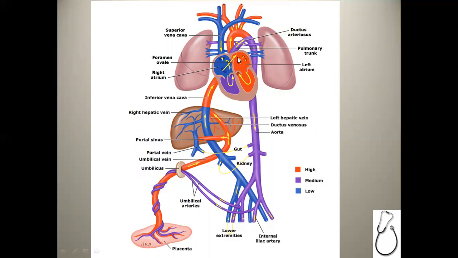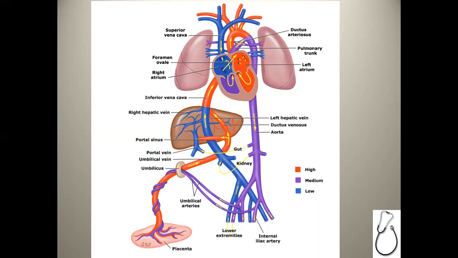From the left atrium, the blood will go through the mitral valve, then it will be ejected into the ascending aorta to supply mainly the fetal upper body part and the brain. This is the left ventricular output.